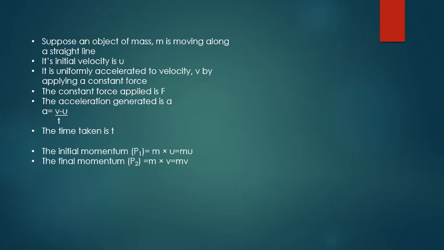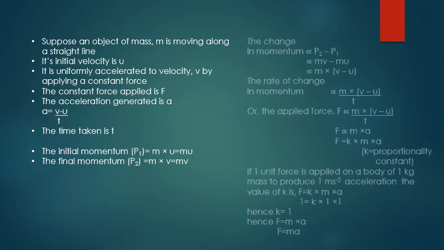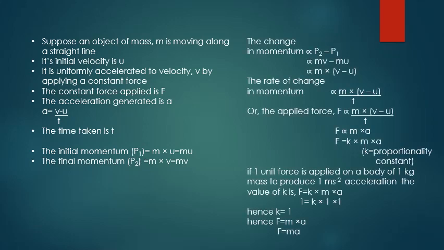So what becomes the change in momentum? We talked about how the change in momentum will be proportional to the force applied to it. The change in momentum is the difference between the final momentum and the initial momentum, that is p2 minus p1. But we have already seen that p2 equals mv and p1 equals mu. So the change in momentum is proportional to mv minus mu. Now if we take m common, it becomes m into (v minus u).